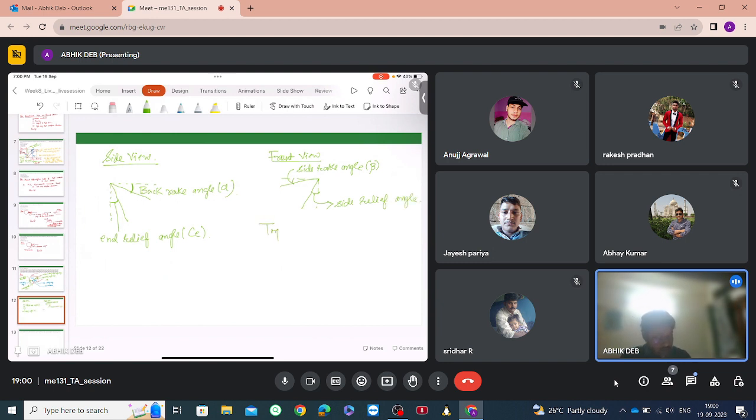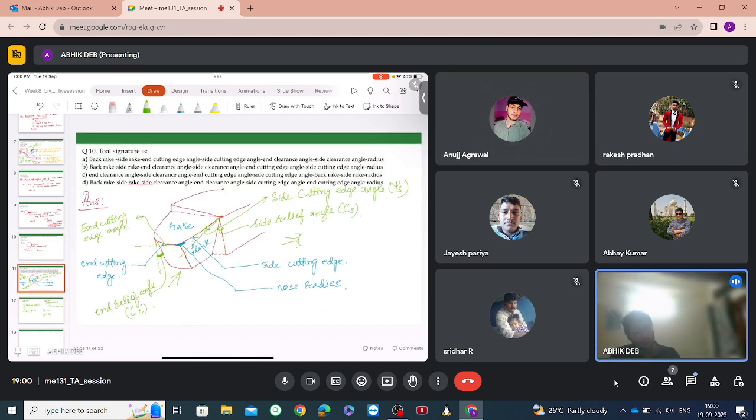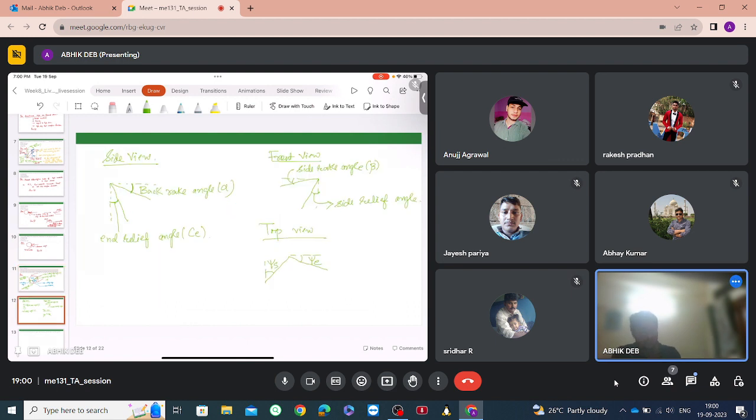And now comes the top view. So in top view, we will see something like this. So what is this angle and what is this angle? Side cutting edge angle. Yes, this is the side cutting edge angle and this is the end cutting edge angle. Also, the nose radius will be there in the top view, in this section.